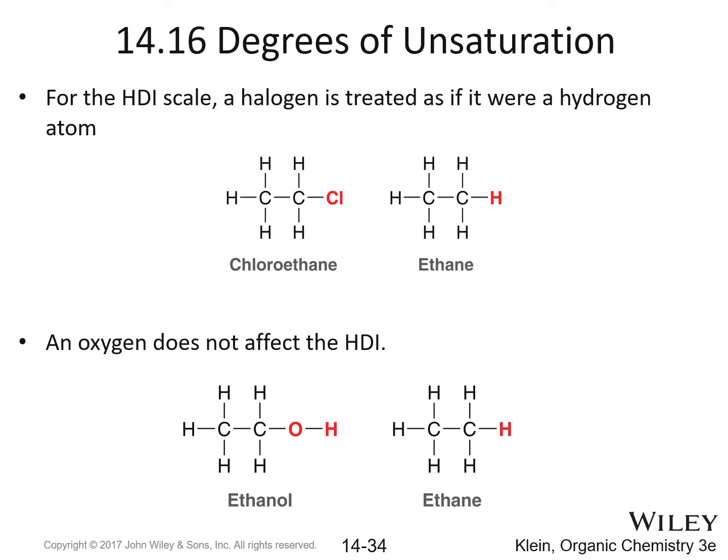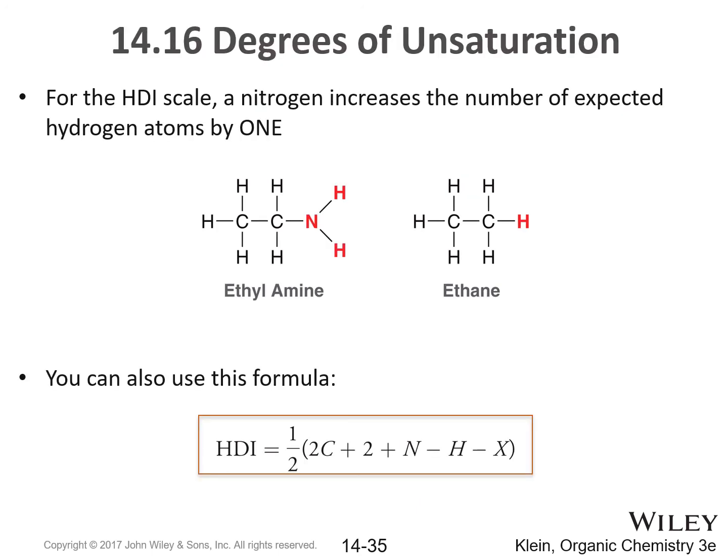So we're going to learn how to calculate the index of hydrogen deficiency, or the HDI. Now, in doing so, we need to first consider what certain groups of atoms will do to the HDI. So let's take a look at a halogen. A halogen is treated like a hydrogen atom, so it does not affect the index of hydrogen deficiency. And an oxygen does not affect the index of hydrogen deficiency. A nitrogen increases the number of expected hydrogen atoms by 1, and we can apply the formula here to calculate the index of hydrogen deficiency.